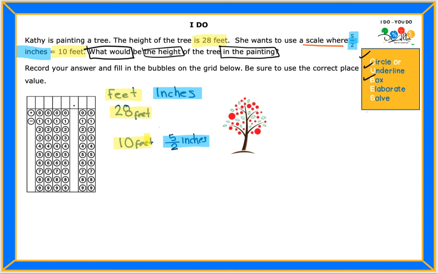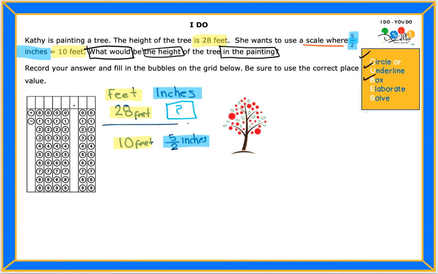And the question is, what is the height of the tree in the painting? In the painting means in the scale, right? Because in the painting they're not going to have the big tree, they're going to make a scale of the tree where every single part of the tree is going to have the same proportion as the actual tree. So then this is the number that we don't know.